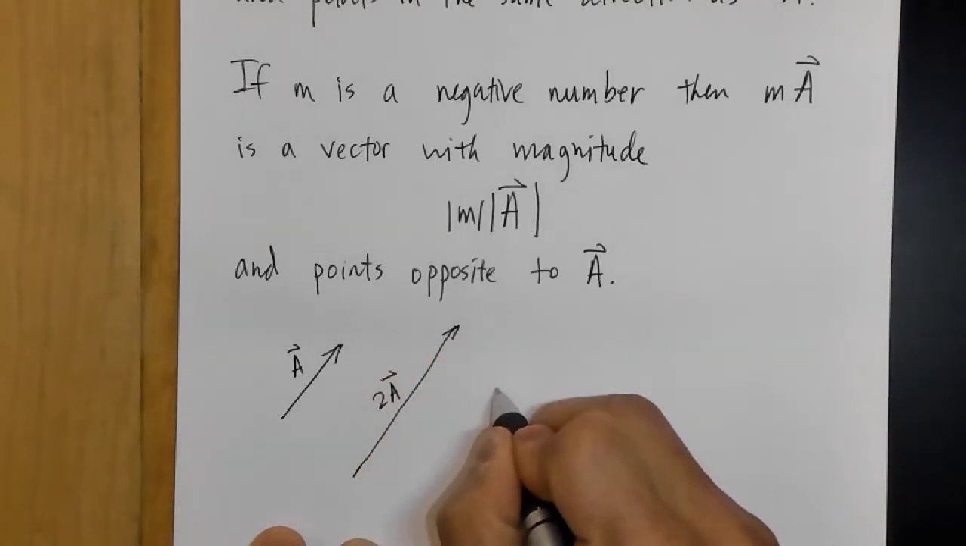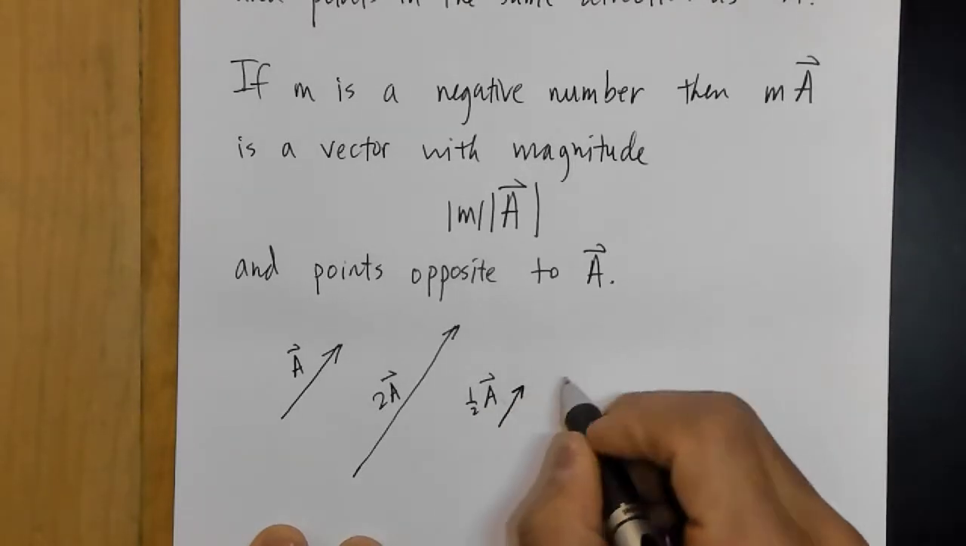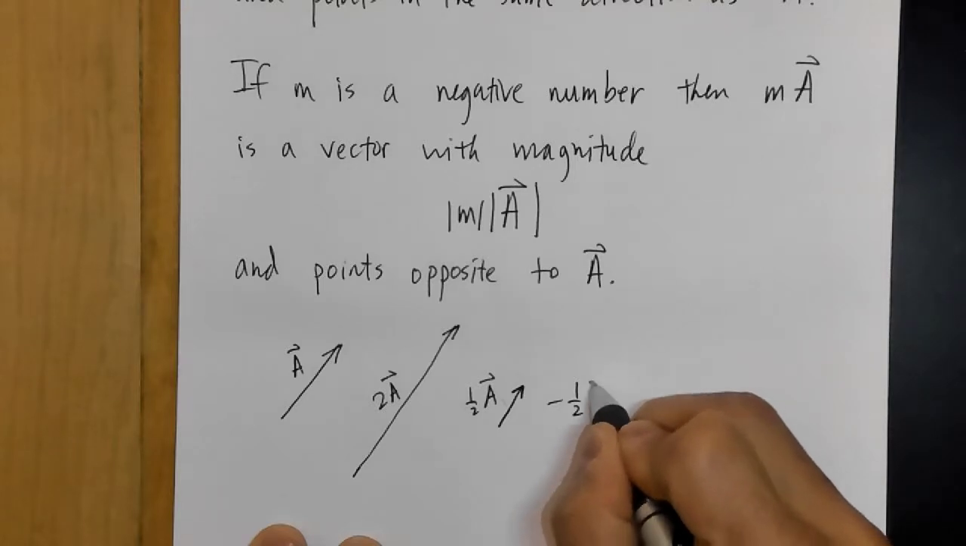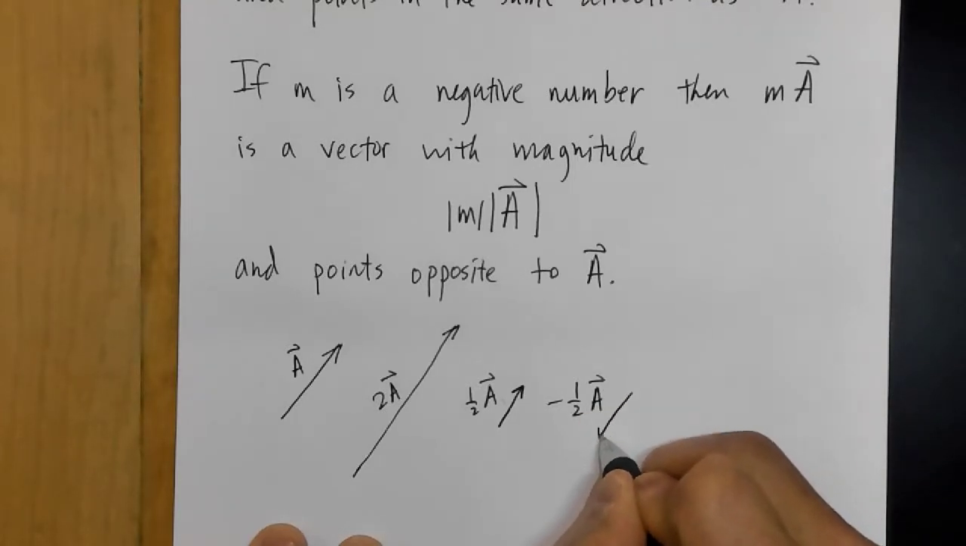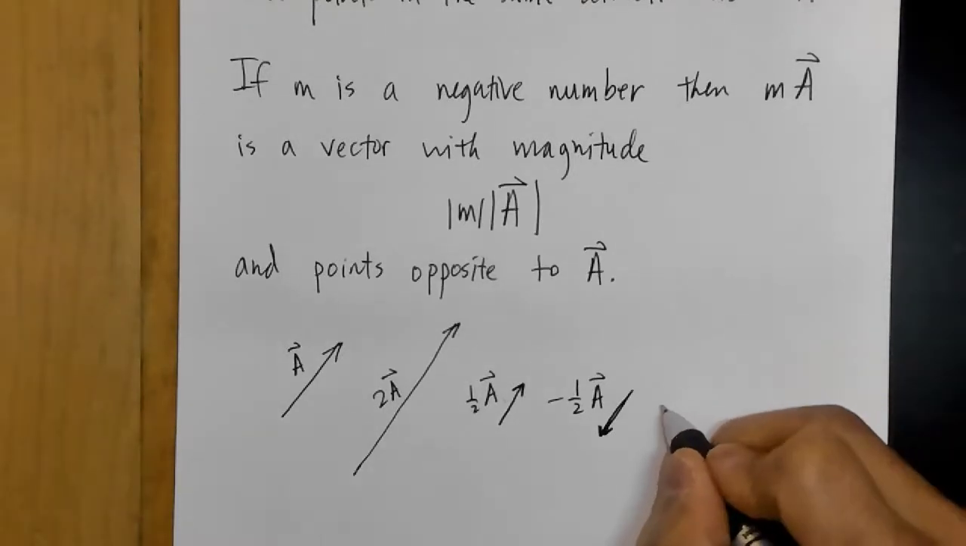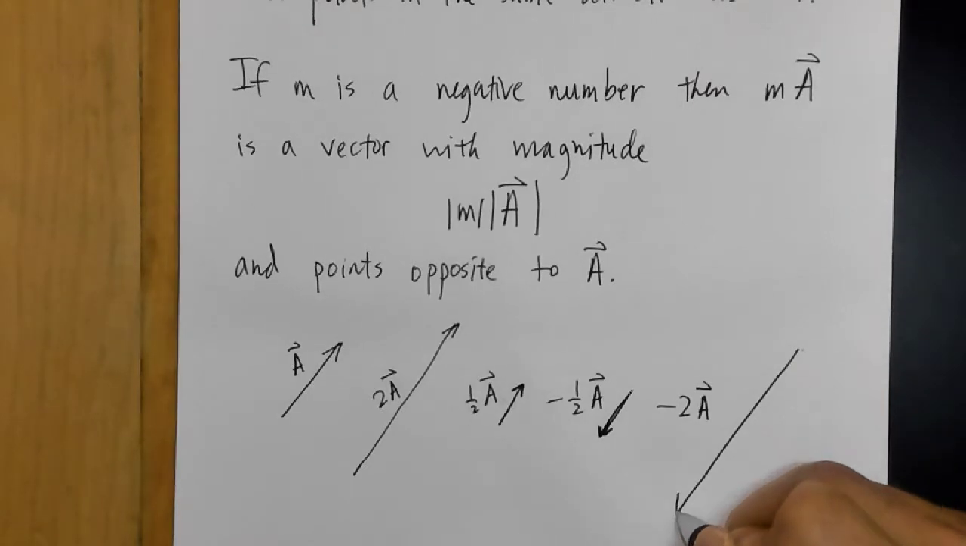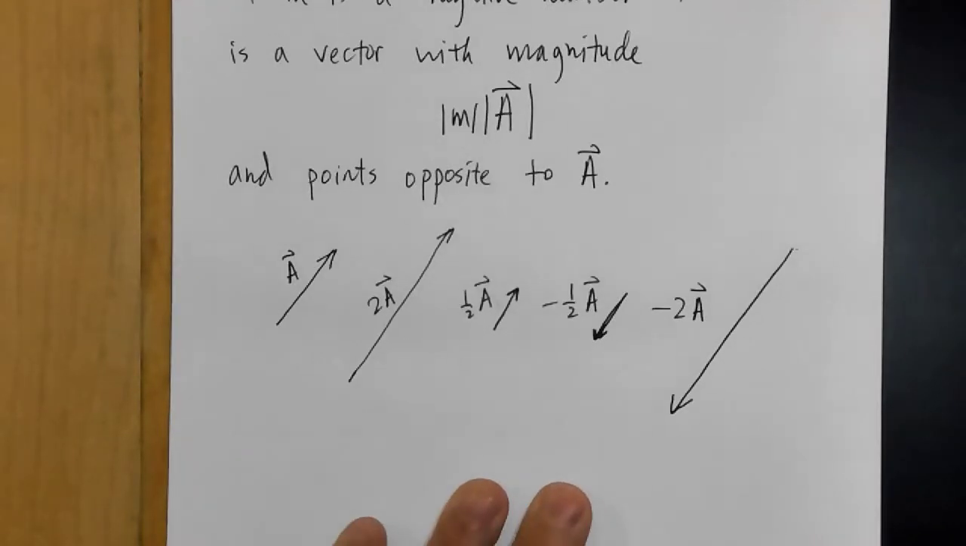If I have 1/2 times A, it will be half as long, pointing in the same direction. If I have negative 1/2 A, it will be going in the opposite direction with half the length. If I have negative 2A, it will be this big vector going in the opposite direction. Is everybody good on that? Okay. Any questions?